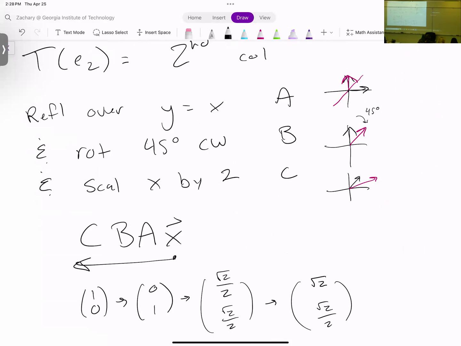That make sense? Cool. Any questions about how to do something like this?